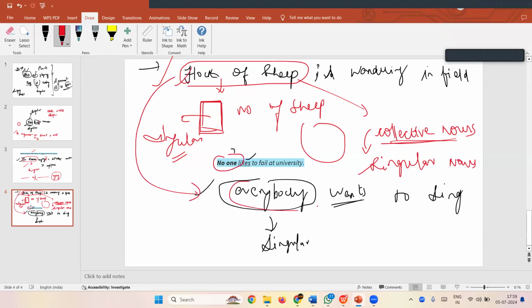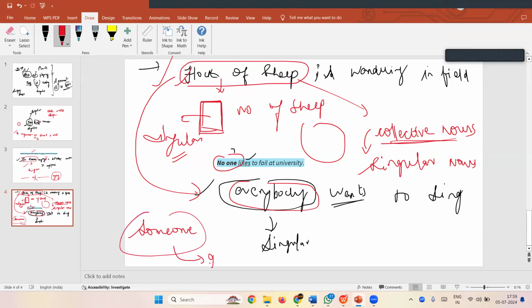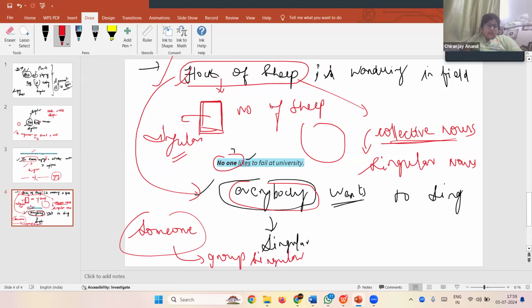No one, everybody, everyone, someone, all referring to some group of people only. I agree, but they all belong to one group, so they are considered to be singular only. Correct? So here, a flock of sheep is right. You should not say are. You should say is only. Now, did you understand why people gave wrong answers? Understood?